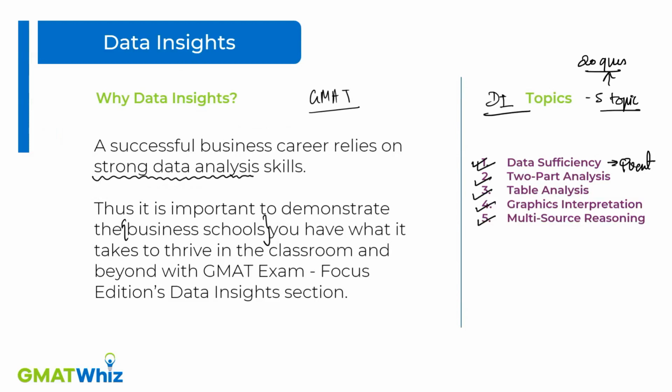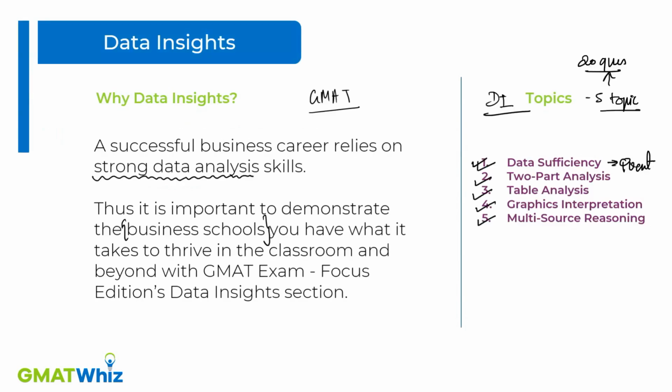So this is how it is going to be as far as DI goes. I hope everything is clear: why data insights and what the topics in data insights are. There are primarily 5 topics, one of which you have already studied, data sufficiency in quant, if you have studied for the classical GMAT. But of course, if you are someone very new to GMAT, then you have to study everything from the beginning.